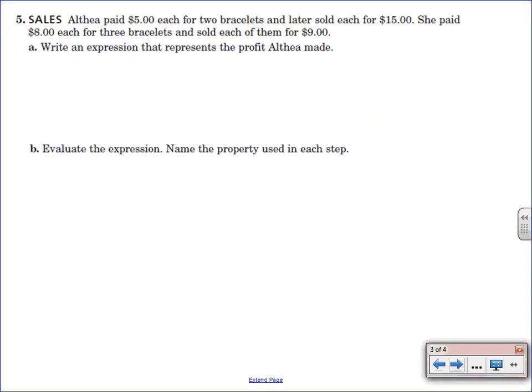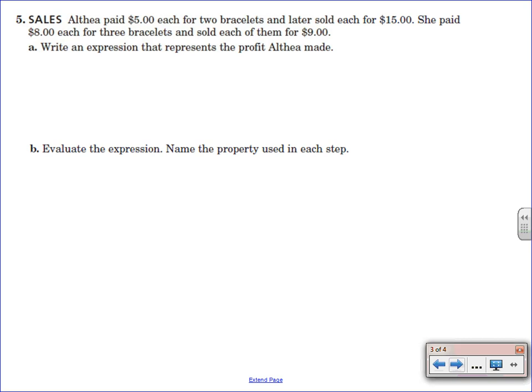All right, the first word problem says, Althea paid $5 each for 2 bracelets and later sold each for $15. She paid $8 each for 3 bracelets and sold each of them for $9. Write an expression that represents the profit Althea made. Well, when we're talking about profit, it means she paid this much and then sold it for more. So I want to find the difference between what she sold it for and what she paid for.